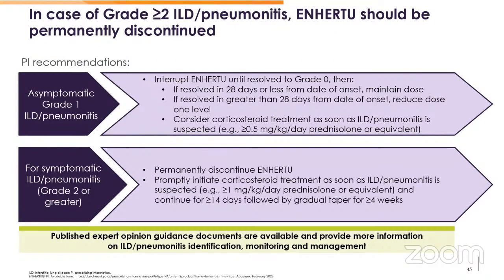In case of a grade 2 ILD or pneumonitis, as we had mentioned, the drug should be permanently discontinued. How do we manage it? It's essentially a copy of the earlier slide that we had seen. Grade 1 asymptomatic ILD: stop the drug, see when it resolves, add steroids, and reduce or maintain the dose accordingly. Symptomatic patients: stop the drug, give symptomatic care with immunosuppressive therapy. The next slide, please.